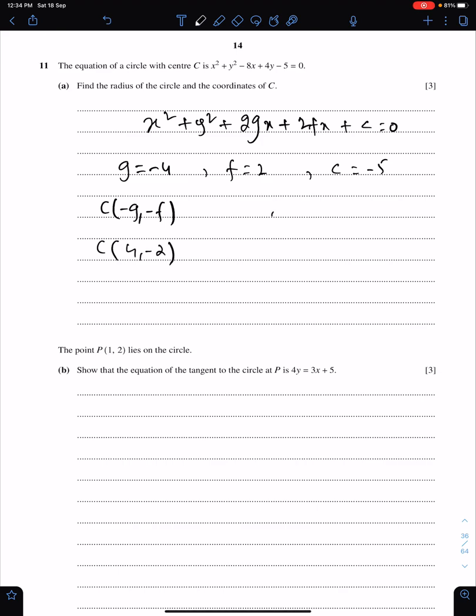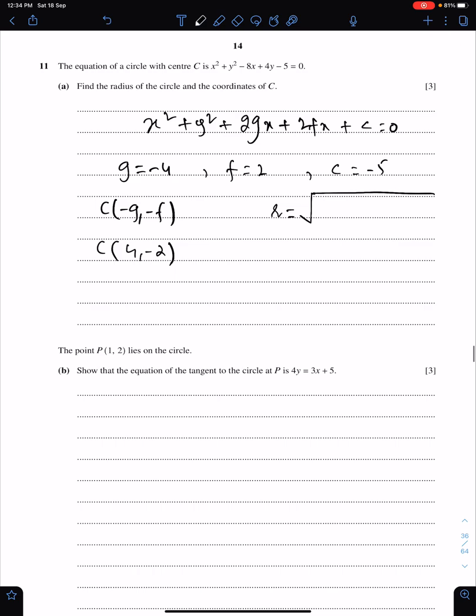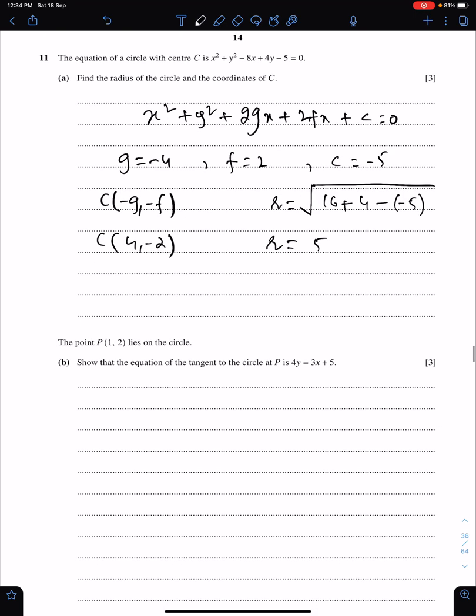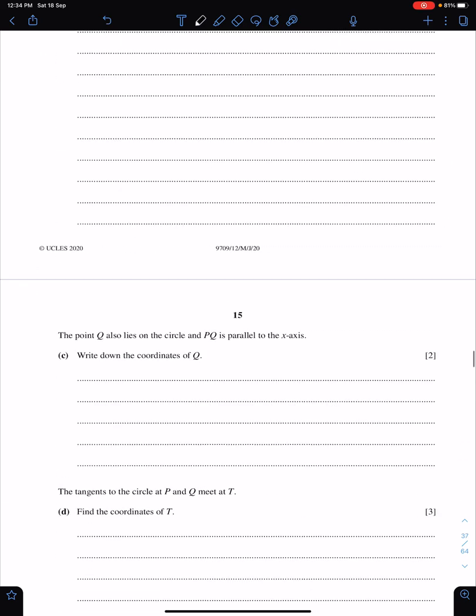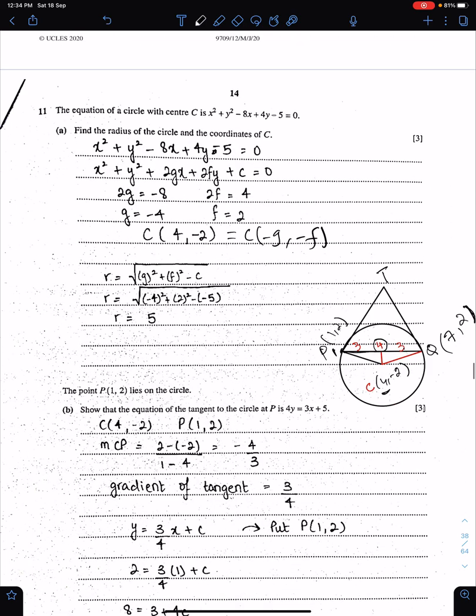And this is the formula of radius: square root of g square plus f square minus c. So 16 plus 4 minus c, which is -5. So I think it should be 25, so the radius is 5. So we had to find coordinates of center and radius. This is the fair solution.